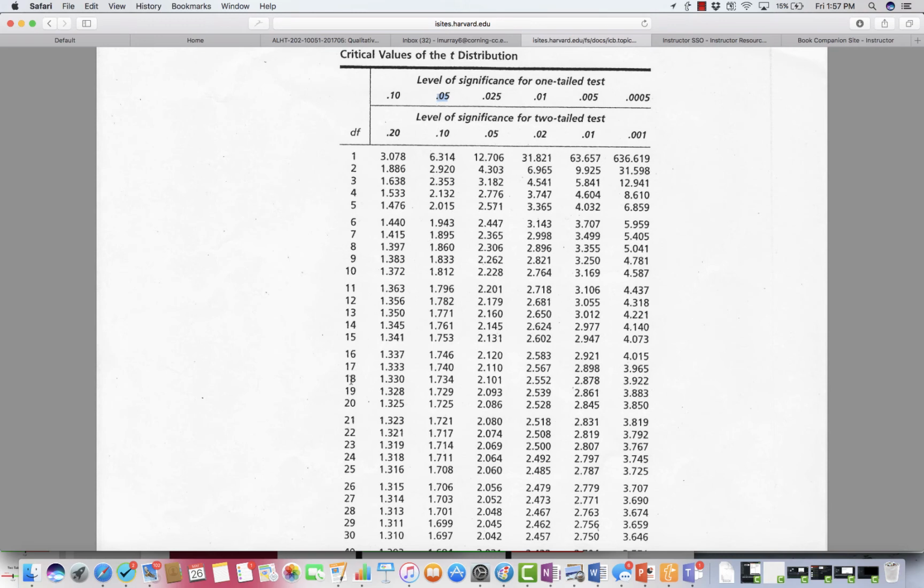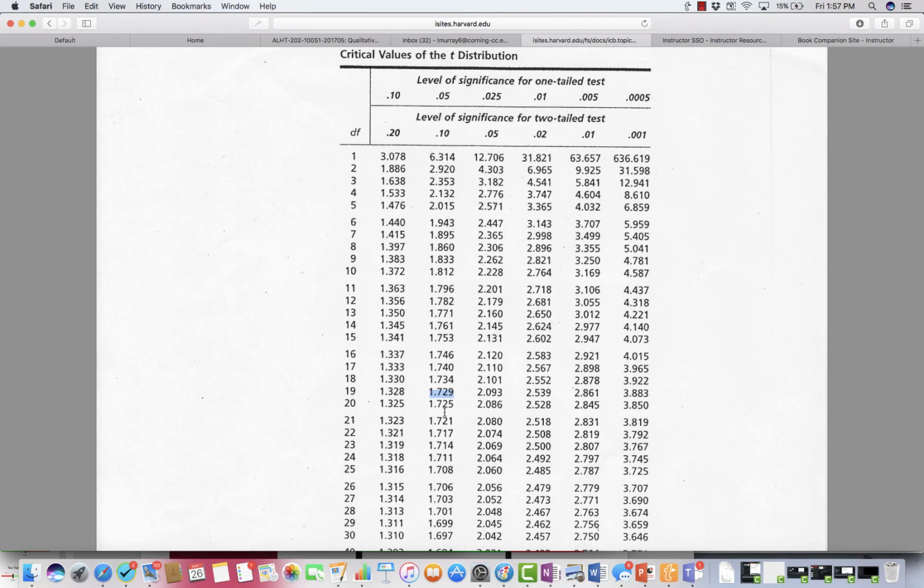So I'm going to scroll down to where I see 19 and find where the two intersect, 1.729. This is the critical value for a one-tailed test. Now keep in mind, this is a positive critical value. If you're running a left-tailed test, you will need to make this critical value negative, although the value will stay the same. You'll just put a negative sign in front.